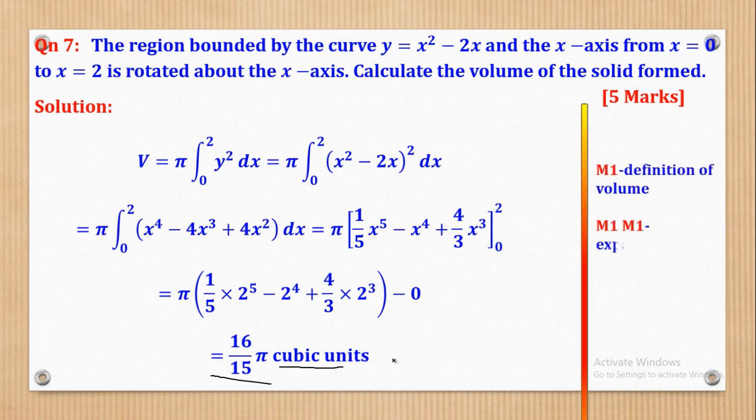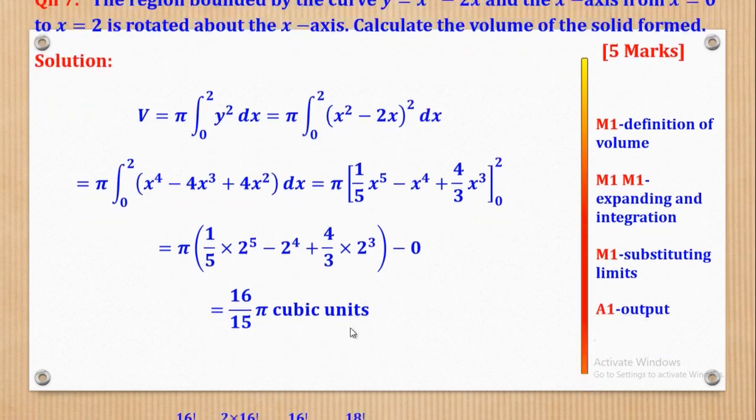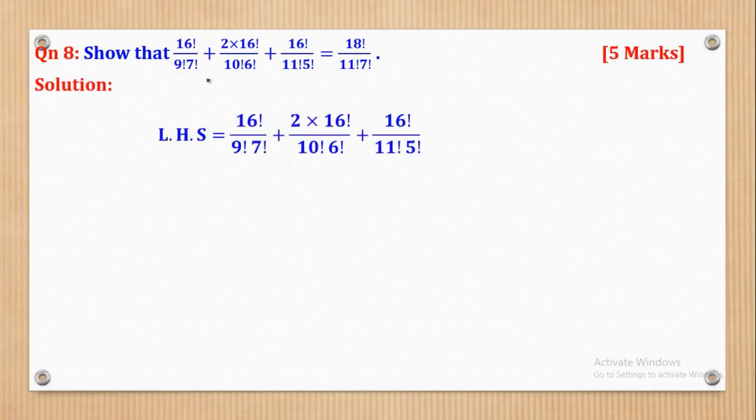Now let's see how much can be awarded. M1 for this definition, M1 for expanding, M1 for integration, M1 for substituting limits, A1 for the output. So that was question 7. Now we shall go to question 8, which says that show that this is equal to that. So first of all, we shall start from the left hand side and prove that it's equal to this right hand side. Now left hand side, this is what was given.